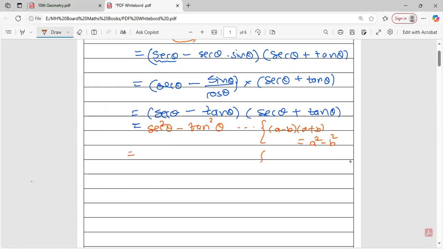Now, do you remember three fundamental trigonometric identities? In that we have an identity with sec and tan. What is that identity? Take your time, remember, and tell me correctly.